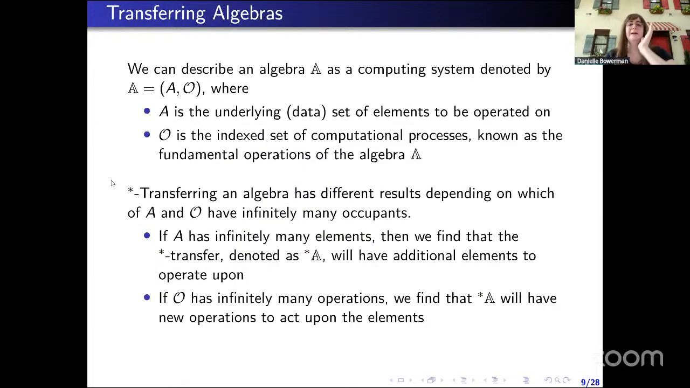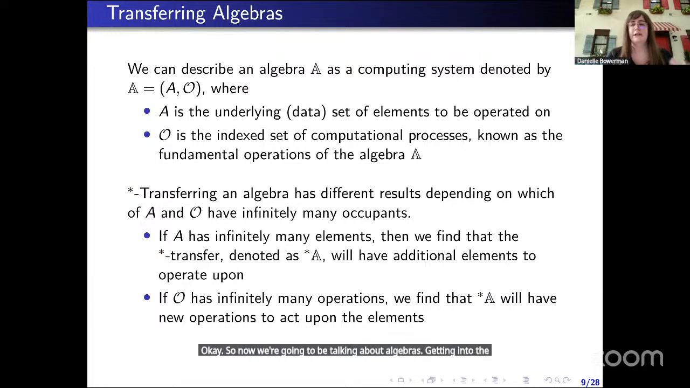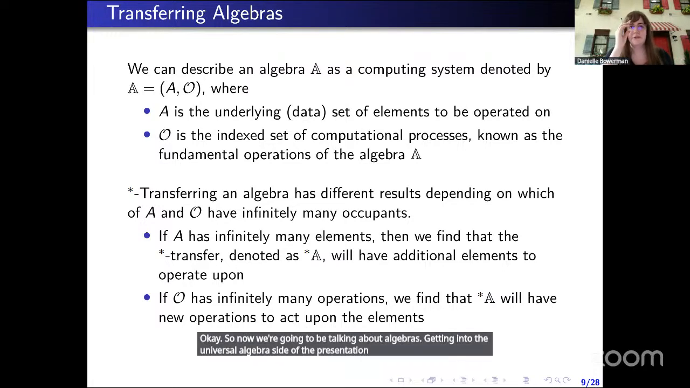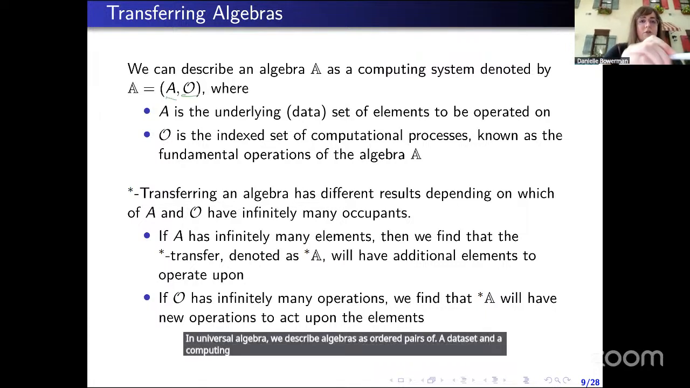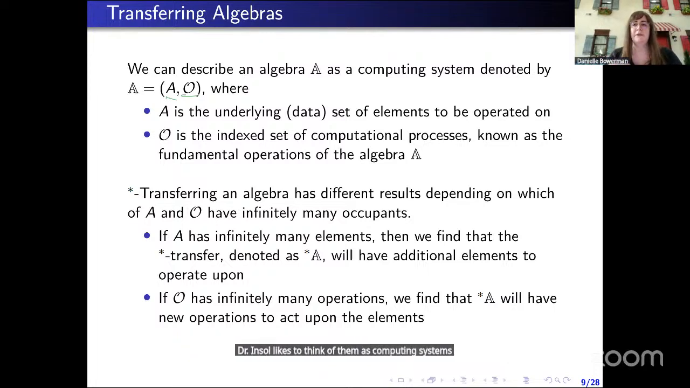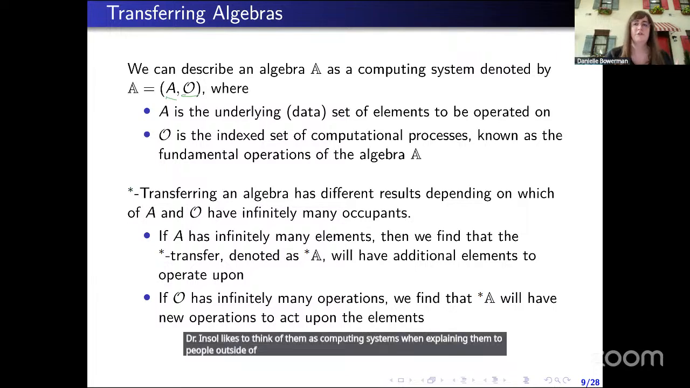Okay. So now we're going to be talking about algebras, getting into the universal algebra side of the presentation and Dr. Insall's work. In universal algebra, we describe algebras as ordered pairs of a data set and a computational processes we call operations. Dr. Insall likes to think of them as computing systems when explaining them to people outside of universal algebra.